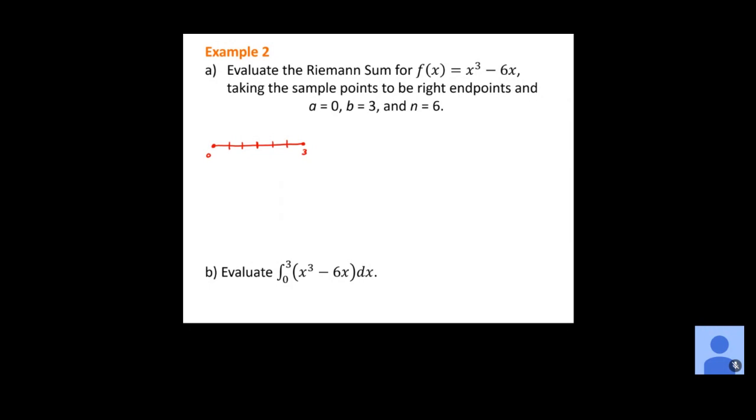Exactly, right? The total width is 3. I'm dividing it into 6 equal pieces, so it's just going to be 3 divided by 6. That's our delta x, right? So delta x is 3 minus 0, that's b minus a, over n, which in this case is 6. Well, what's 3 over 6 going to give us? 1/2. Perfect.